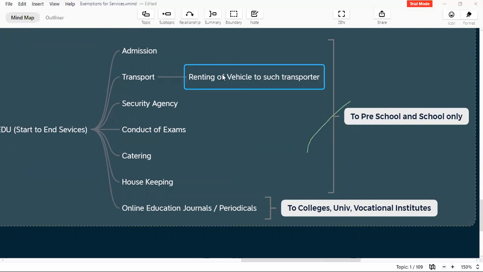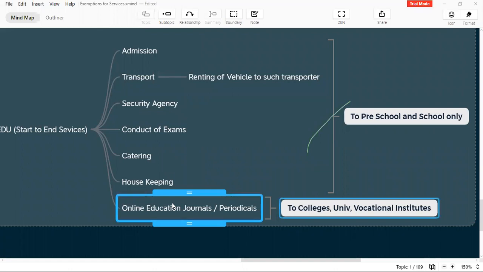So this is about school related services. One extra point, only for colleges and universities they are given exemption for online education journals and periodicals. So that's only for colleges. That's about it. So this is about education services.